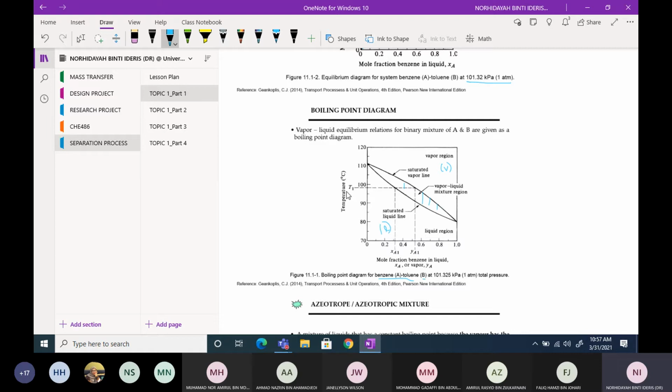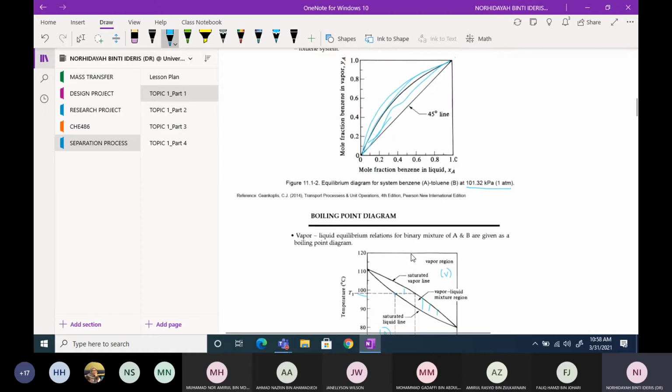Alright, so for example here, you can actually read this. For example, if this process occurs at temperature T1 here, you draw it across to this saturated liquid line and drag it down here, it will give you the value of XA1. And then when you bring it to the saturated vapor line, this value will give you the value of YA1.